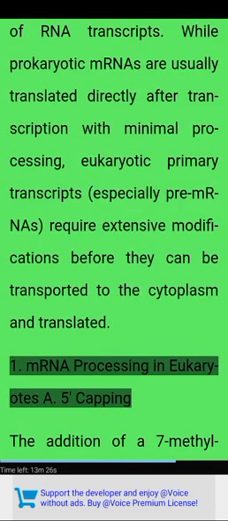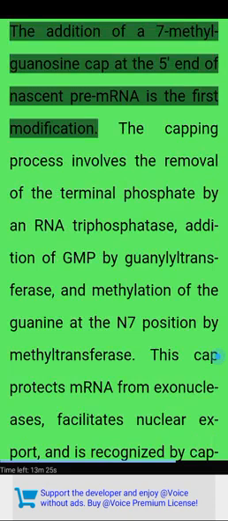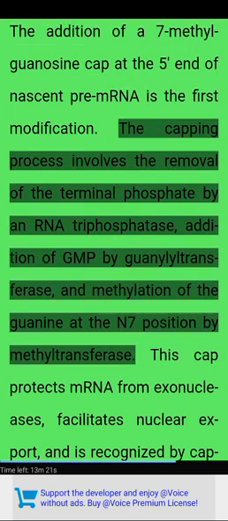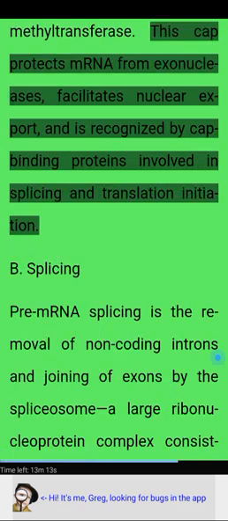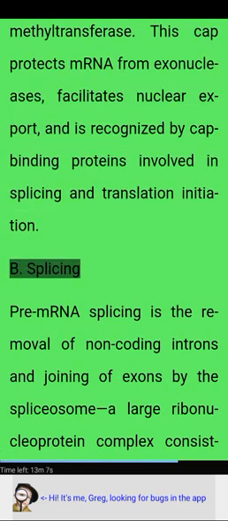1. mRNA processing in eukaryotes. A. 5' capping. The addition of a 7-methylguanosine cap at the 5' end of nascent pre-mRNA is the first modification. The capping process involves the removal of the terminal phosphate by an RNA triphosphatase, addition of GMP by guanylyl transferase, and methylation of the guanine at the N7 position by methyltransferase. This cap protects mRNA from exonucleases, facilitates nuclear export, and is recognized by cap-binding proteins involved in splicing and translation initiation.